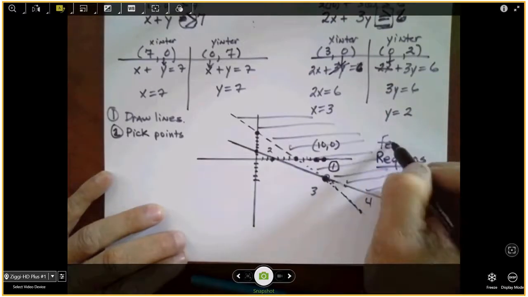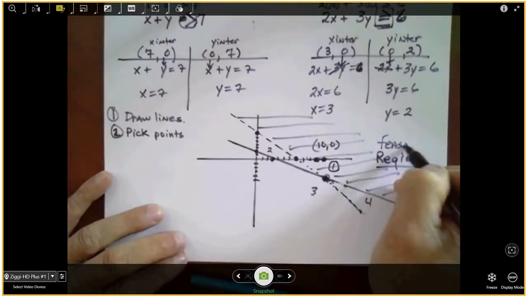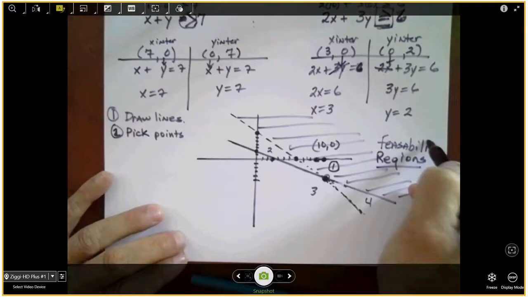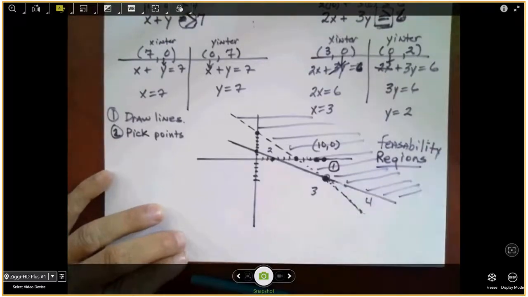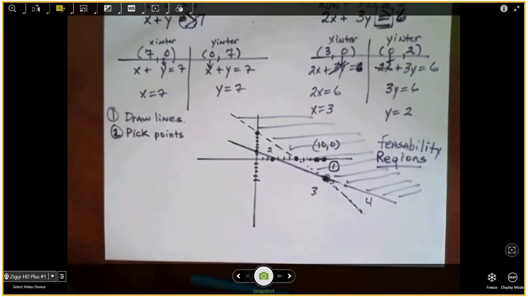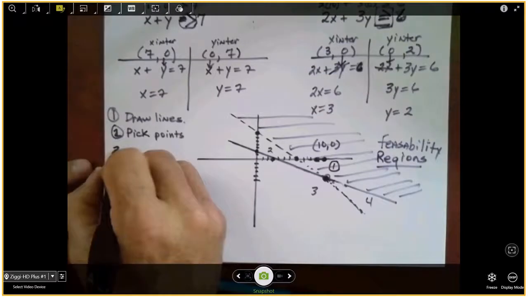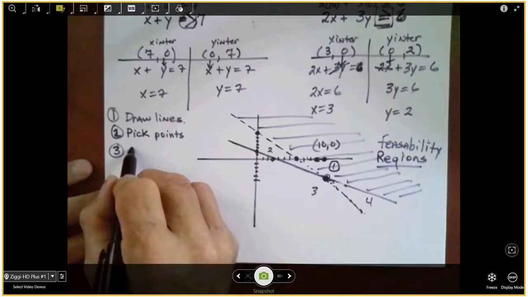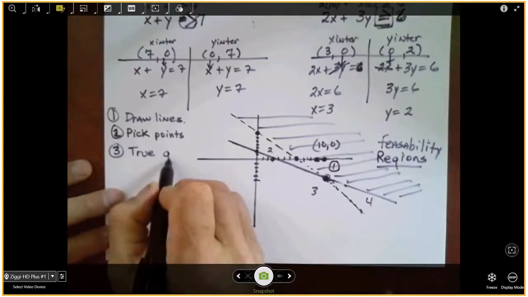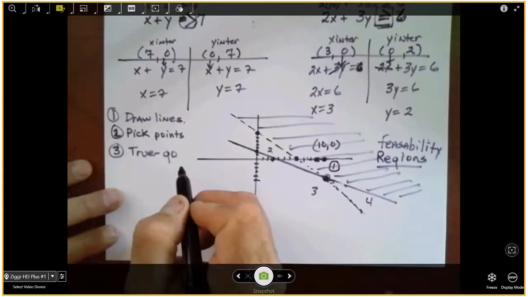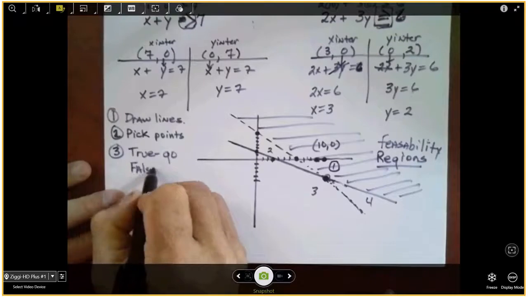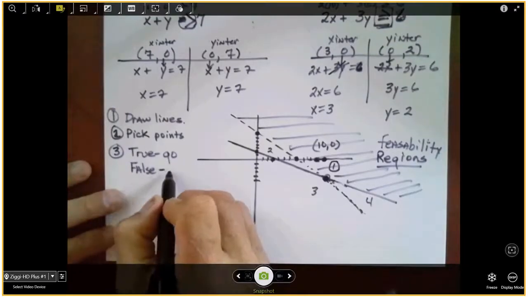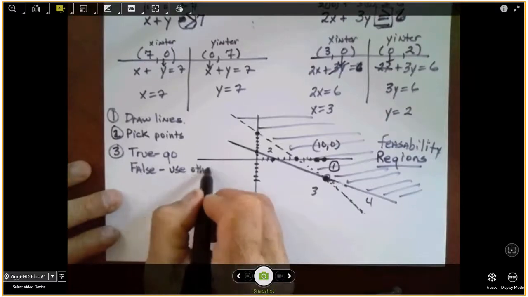Feasibility region. Feasibility is where the actual solutions lie. Remember, when you pick a point, if it's true, you go with that point. If it's false, then you have to find another point. Use other points.